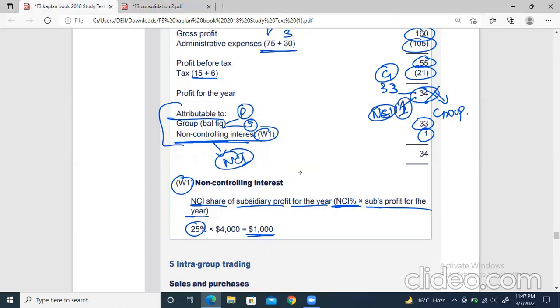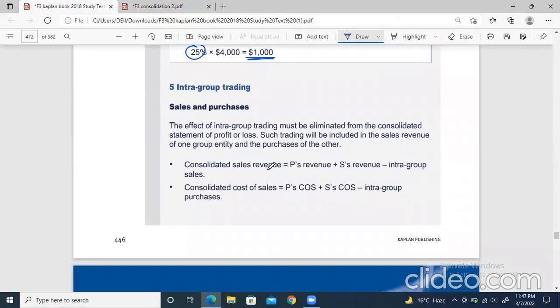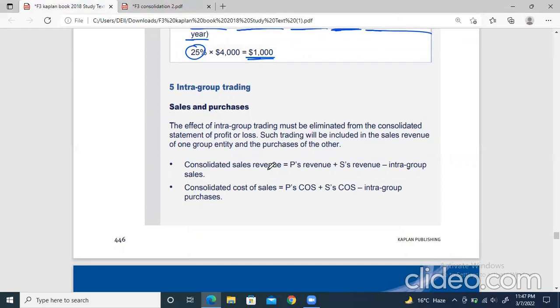Now, let's also look at the same things that we studied yesterday, but the treatment of it is a bit different. Intra-group trading, again, this is the unrealized profit, the intercompany sales and purchases. Now, you can see from the sales, what we do is parent's revenue plus subsidiary's revenue minus intergroup sales. And in consolidated cost of sale, parent cost of sale plus subsidiary cost of sale.